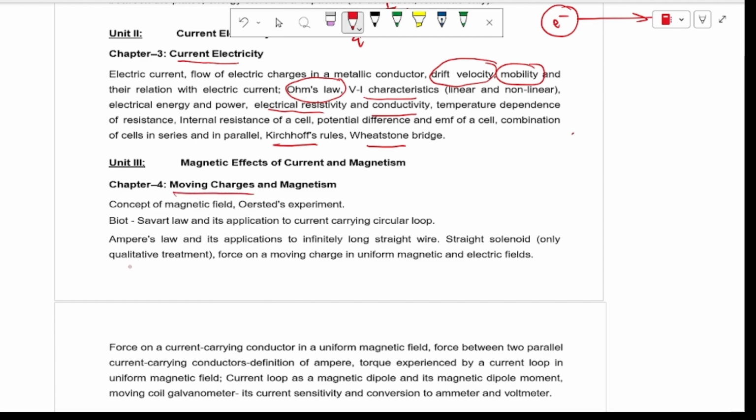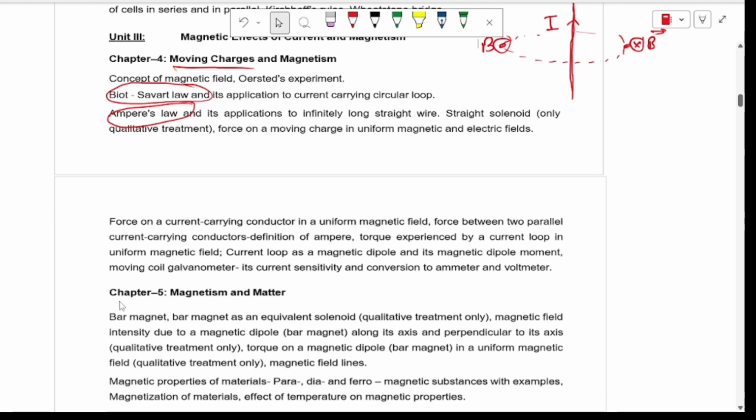Then chapter number 4, moving charges and magnetism. As this charge starts moving, current will flow, so it will produce a magnetic field around it. The most important concepts are Biot-Savart's law and Ampere's law. If a current carrying wire carries a current in this direction, then there will be a magnetic field around it. At this point, the magnetic field will be inward, and at this point, outward. For different situations, current carrying loop, magnetic dipoles, magnetic dipole moments.